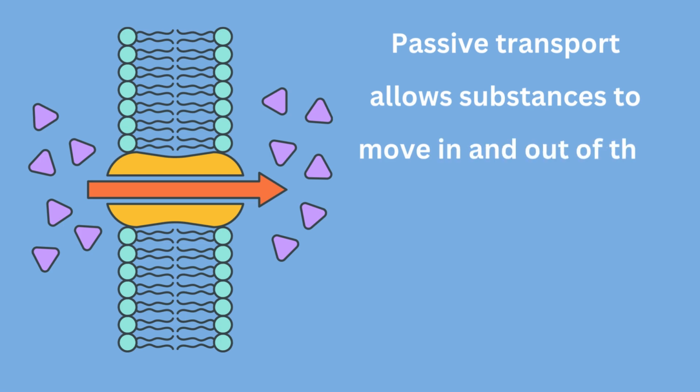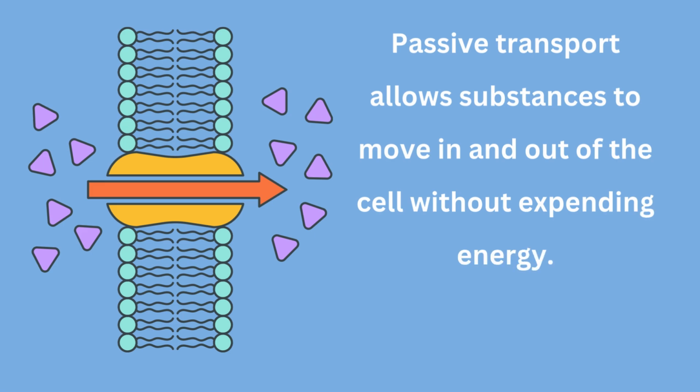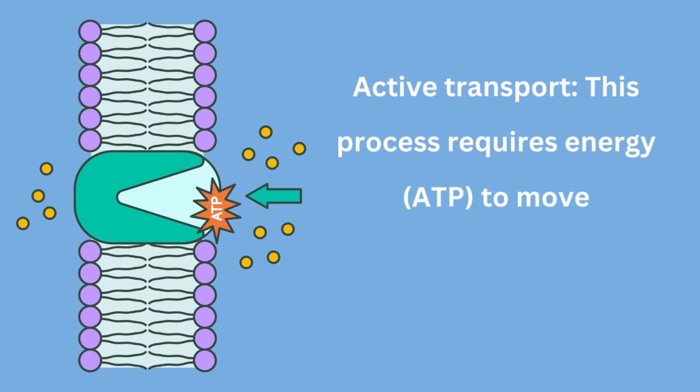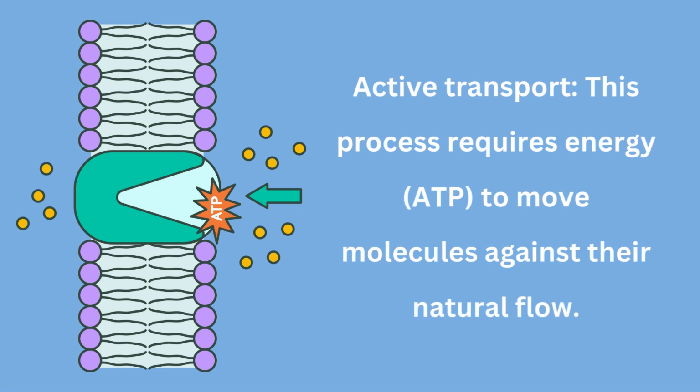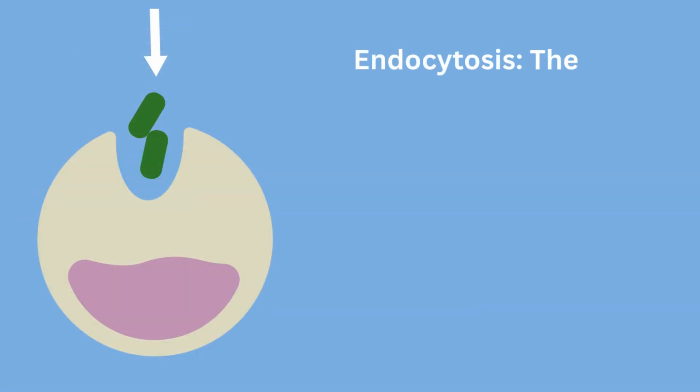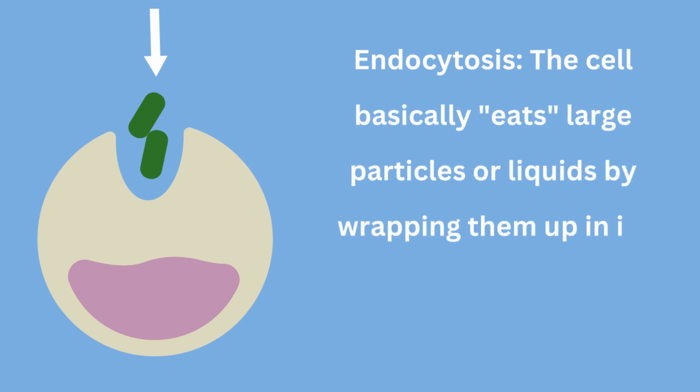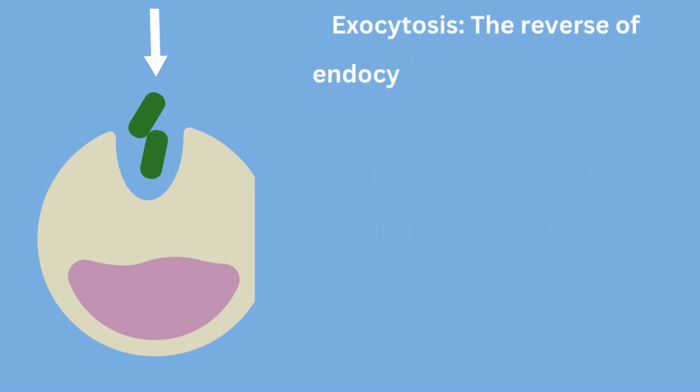Another big job of the cell membrane is keeping the cell fed and healthy and running smoothly through a couple of clever methods. 1. Passive transport. This is the easy way. Stuff moves in and out of the cell without using energy, like diffusion, for small molecules, or facilitated diffusion, which needs a little help from proteins. 2. Active transport. This one needs energy, ATP, to push molecules against the flow, kind of like swimming upstream. 3. Endocytosis. The cell basically eats large particles or liquids by wrapping them up in its membrane. 4. Exocytosis. The reverse of endocytosis.